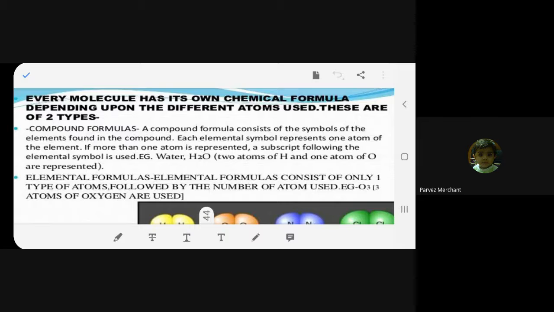Elemental symbol, that means the symbol of the element, represents one atom. You agree? For example, H represents one atom of hydrogen. It is an element. You know that, right? So if we have more than one atom, what do I make? I make a subscript. I think you know that. Let's take H. If I put something down, it is a subscript. If I put something up, it is a superscript. I think you know that, right?